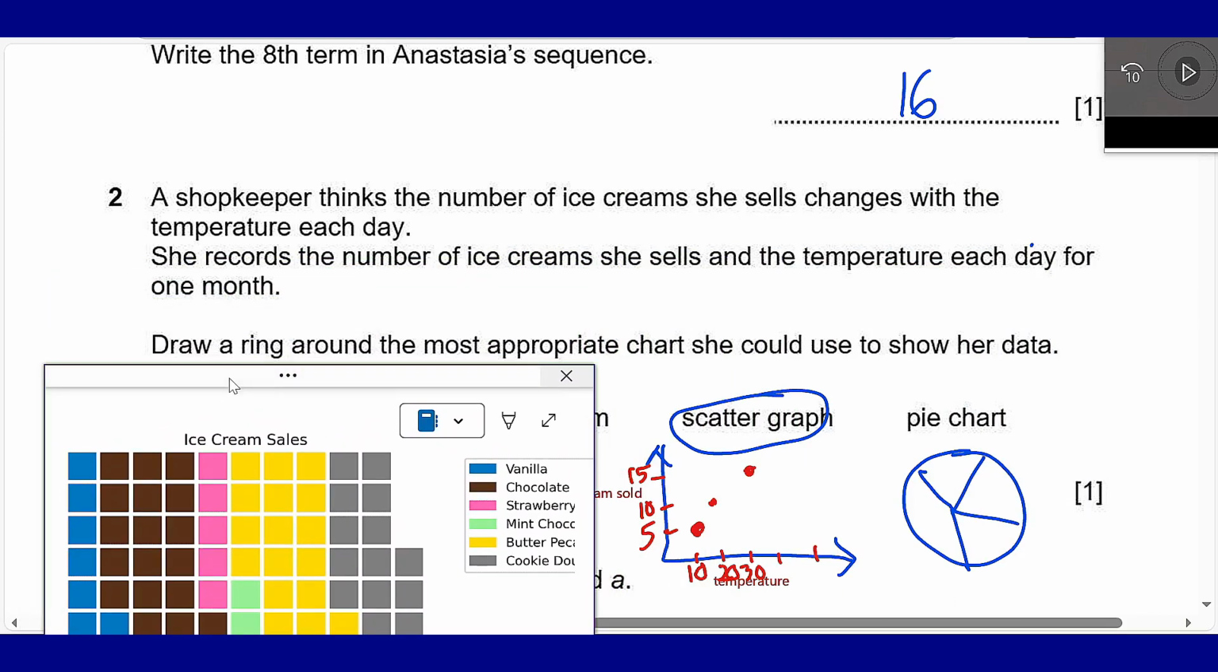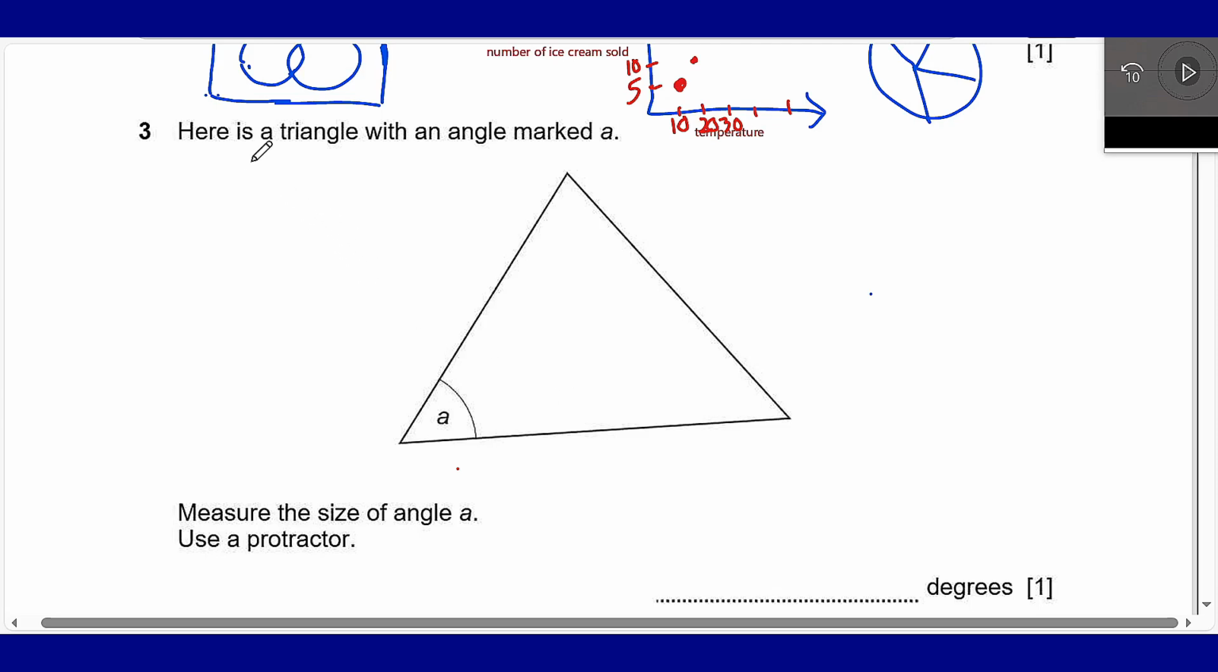Okay, let's move on. Okay guys, now we're in number 3. Here is a triangle with an angle marked A. Measure the size of angle A. Use protractor.